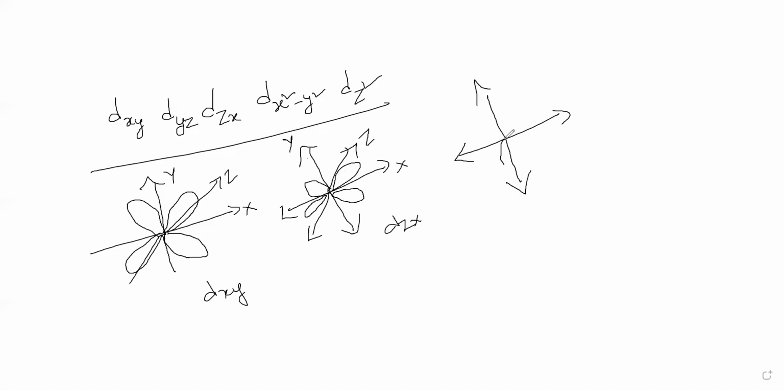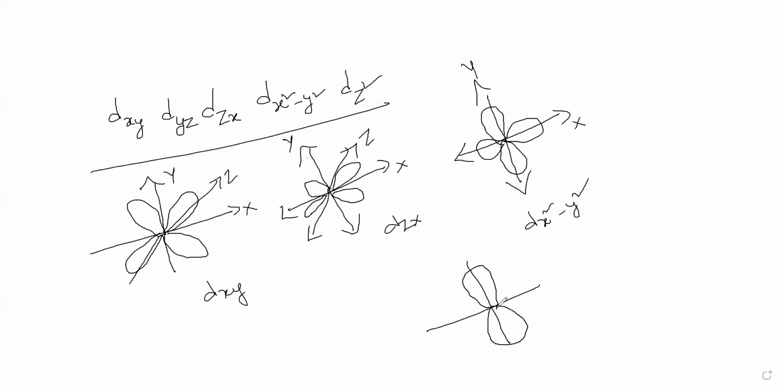So the next one is dx square minus y square. Here this is x and this is y. This is my dx square minus y square. And dz square will look like this. Dz square is a little bit complicated. We'll draw like this. It has a special kind of loop. Everything is oriented along the z axis. All the loops are oriented along the z axis. So that is called dz square.